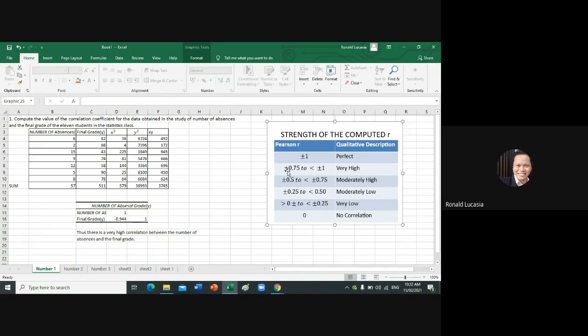So sir, yung magiging explanation namin based on strength of the computed yung word. Yes, it's based on the qualitative description. Okay po sir, thank you po. So when you say negative correlation, meaning to say as one goes up, the other one goes down. Or when you have the positive, as one goes up, the other one goes up. As one decreases, the other data also decreases.